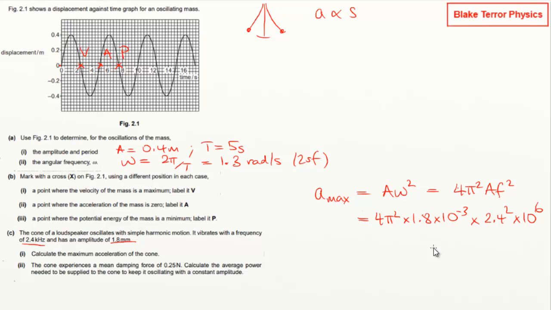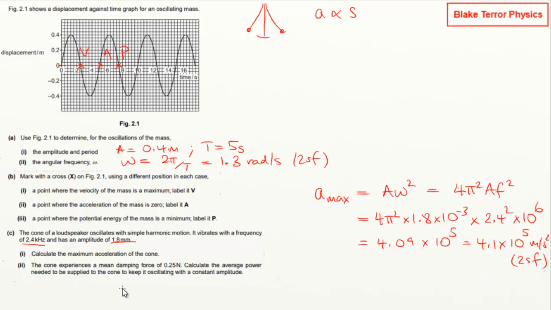Right, it's quite a lot to type in. 4 times pi squared times 1.8 times 2.4 squared, 409, and then multiplied by 10 to the 3 that we've got left. So that is 4.09 times 10 to the 5, which is 4.1 times 10 to the 5 meters per second squared, to two significant figures.